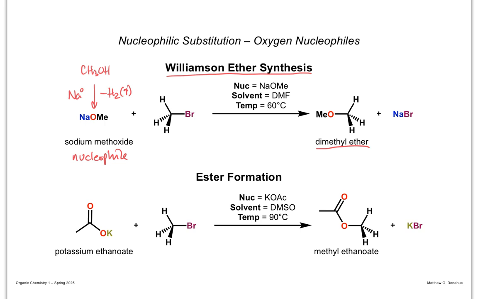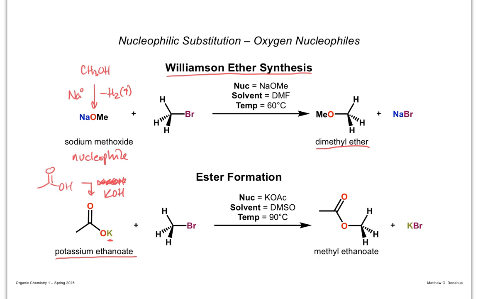We could also use the conjugate base of carboxylic acids. So potassium ethanoate. How would we make that? We could start with ethanoic acid, treat that with sodium hydroxide, or potassium hydroxide. Any hydroxide, again, the metal here, you can use lithium, sodium, potassium, whatever.